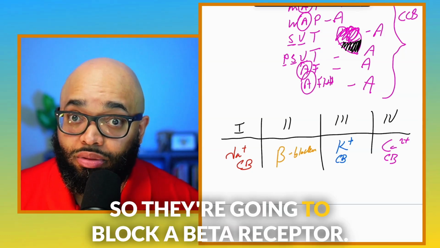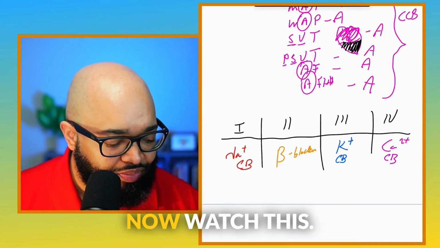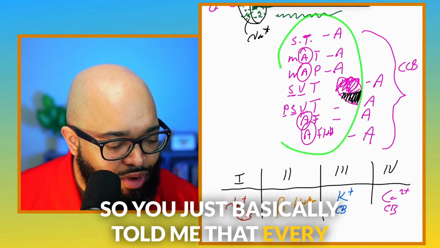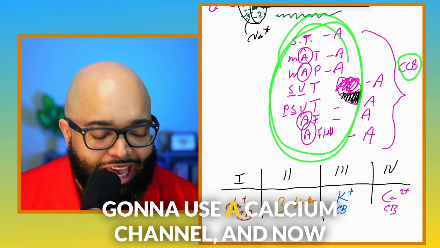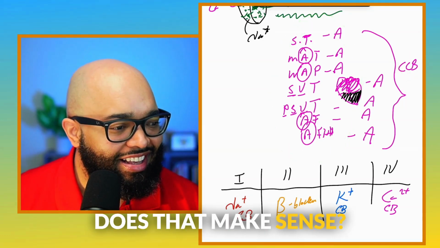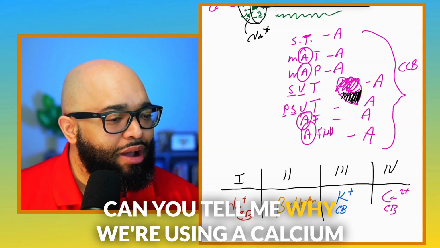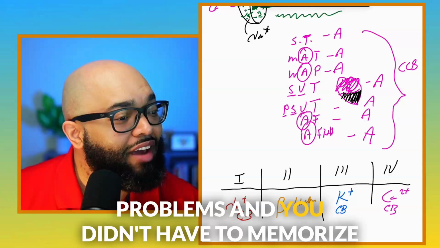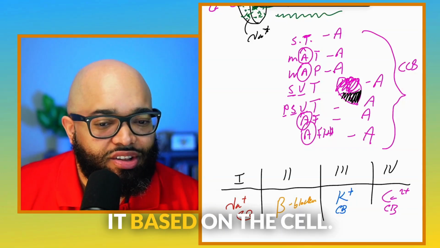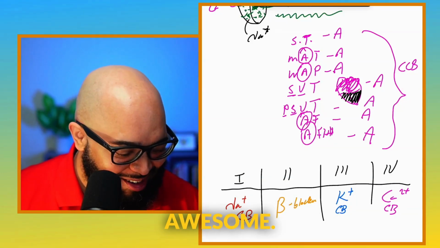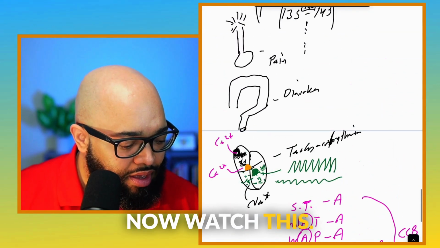Beta blockers. So they're going to block a beta receptor. Now, watch this. So you just basically told me that every one of these atrial problems, we're going to use a calcium channel blocker, and now you understand why. Does that make sense? Can you tell me why we're using a calcium channel blocker for all the atrial problems? And you didn't have to memorize it. Based on the cell, can you tell me why? Perfect. Awesome.